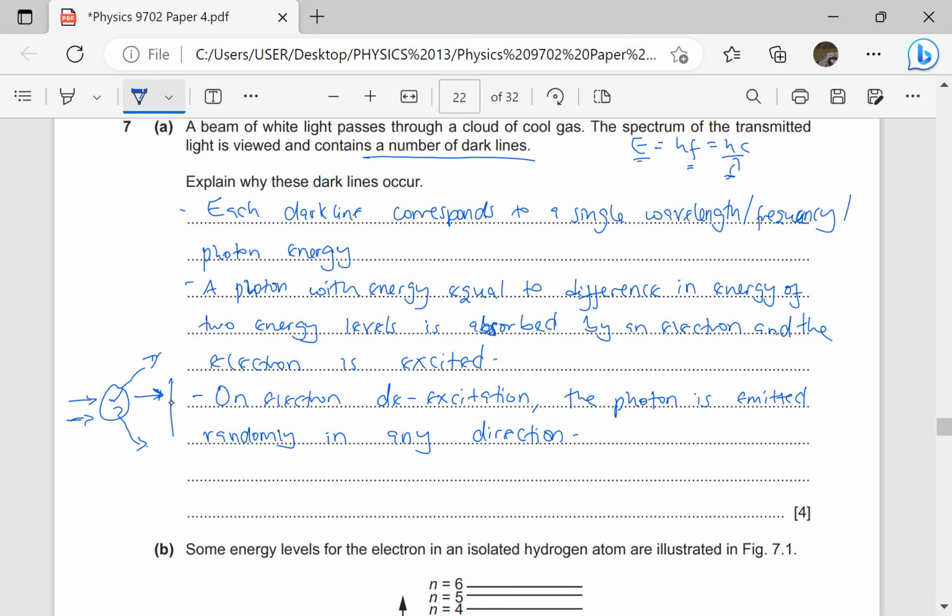The position corresponding to energy of such photons or frequencies or wavelengths will be represented by darker lines. So that's why those darker lines occur. I think that explanation is enough to give you 4 marks. On electron excitation, the photons are emitted randomly in all directions. So that means some photons may not be re-emitted in the original direction, so they will be missing on the screen.